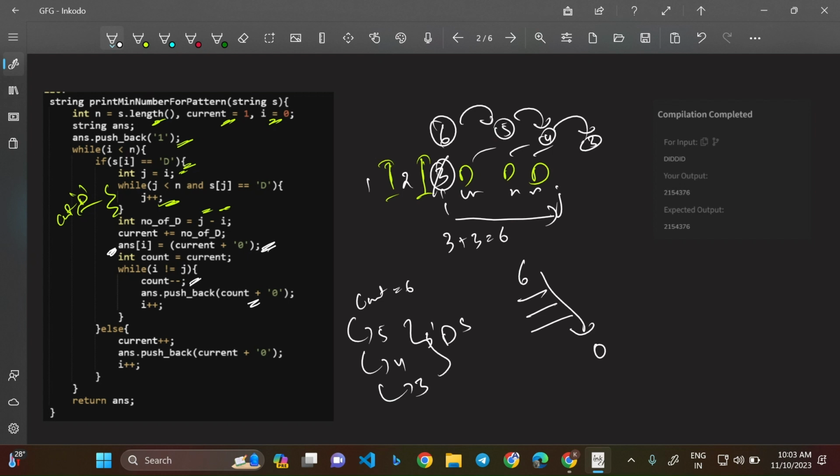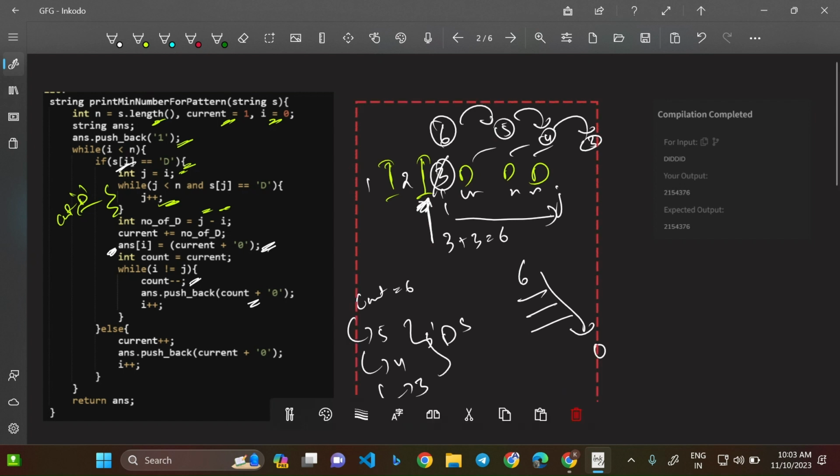And if it's just the increasing thing, if S of I is actually equal to I, then in that case I'll just increase my value. So in this case, for example, if you're at this particular point from 2, you'll just increase that value to 3 and push it back. All right, so you'll be making sure the value that you are increasing is the maximum value among all the digits that you have covered. So we'll even do a dry run for your better understanding.